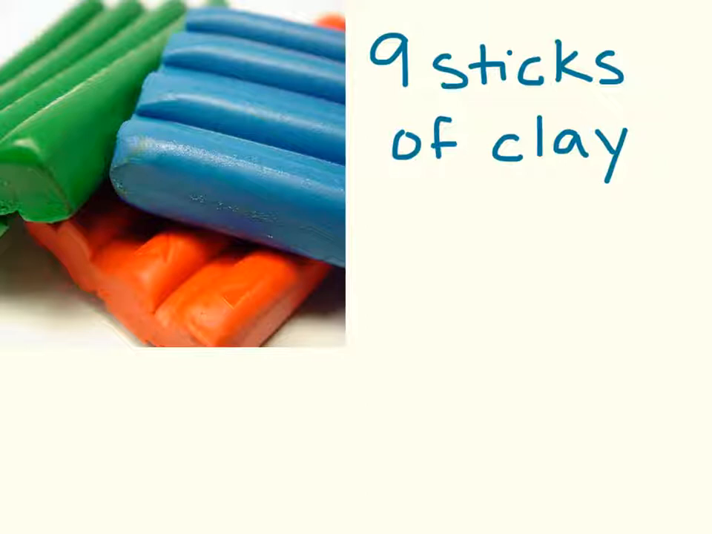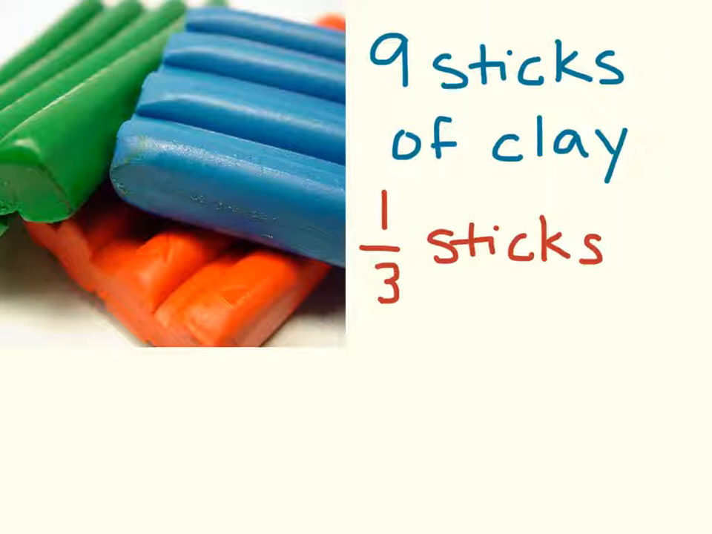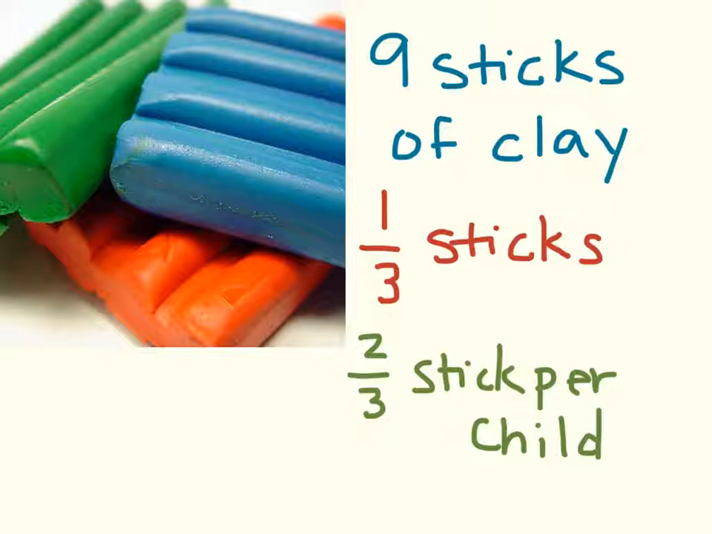Let's begin with a word problem. Kathy has 9 sticks of modeling clay. She cuts the pieces into thirds and then shares those pieces equally with some children. Each child gets 2/3 of a stick. If we know that each child gets 2/3 of a stick of clay, how many children are there altogether?